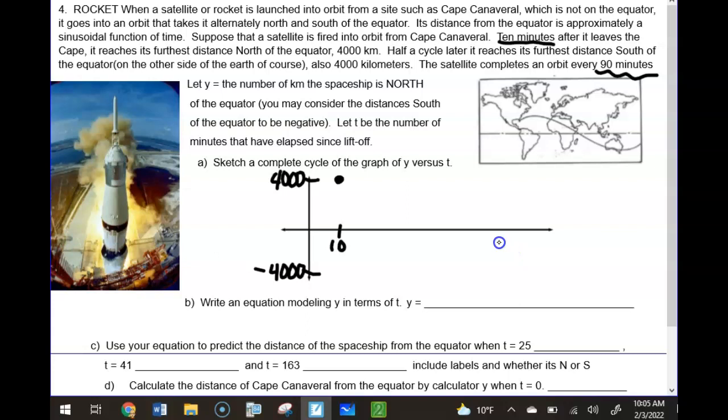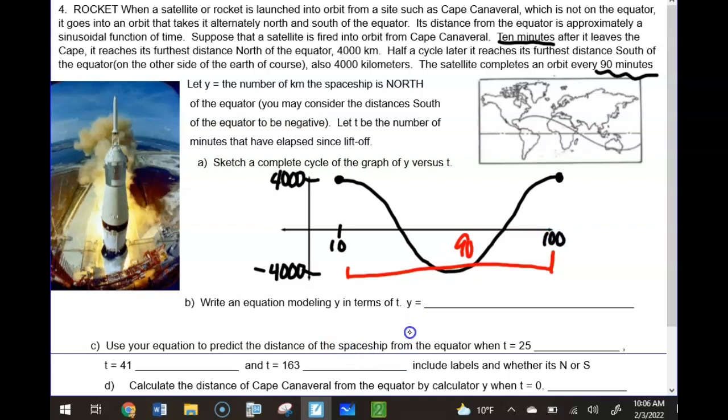That's the period. So if we were drawing this, it goes down to the equator, down to the bottom, back to the equator, back to the top. Is that last point 90 minutes? It's not. Can anybody tell me why that's not at 90? Because we started at 10. 90 is this length, but that puts that last point at 100. I really don't need to know that last point. I just need you to understand that the 90 is the period.